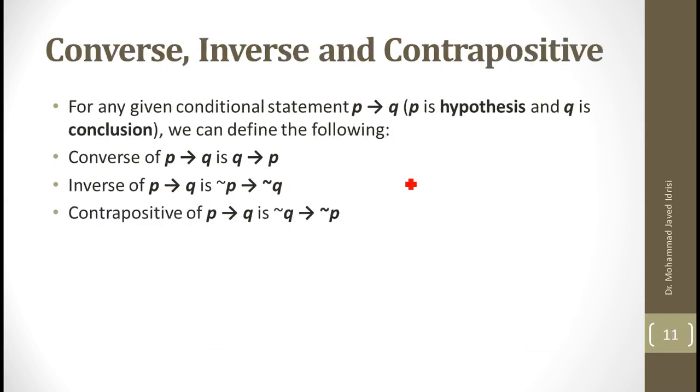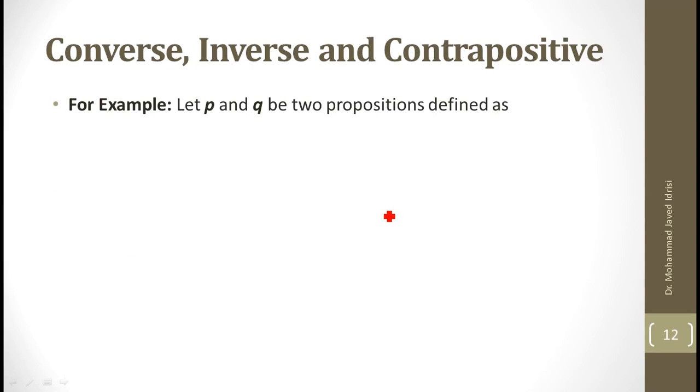Now come to converse, inverse and contrapositive. For any given conditional statement P implies Q, its converse is defined as Q implies P. Inverse is negation of P implies negation of Q, and contrapositive is negation of Q implies negation of P. Let's take one example. Suppose we have two propositions P and Q defined as P, Earth is a planet, and Q, there is life on Earth.